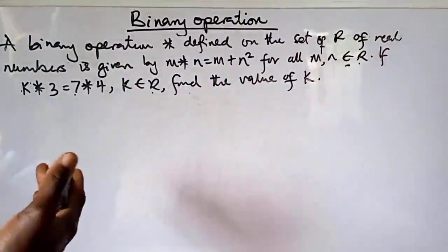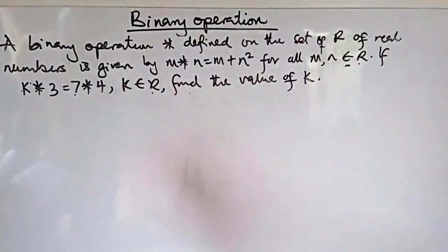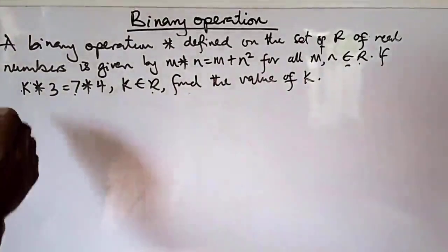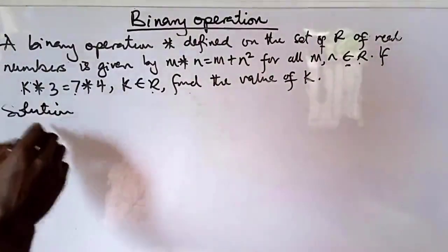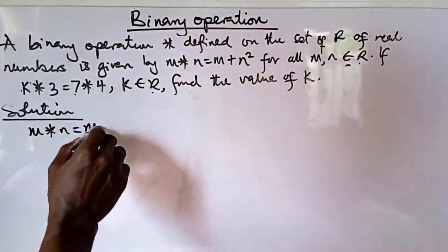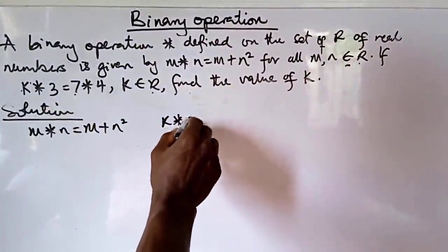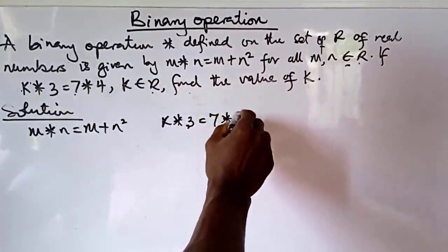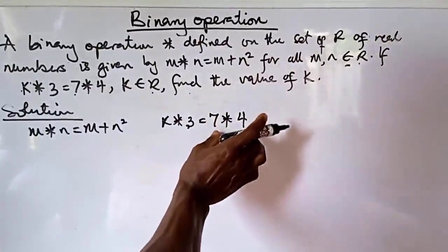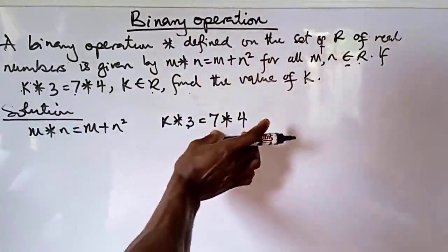Now, this example is a little bit different from the two previous examples I've done. This is even far more simple. Now, solution. Here we have that the operation is given as m operation n, which is m plus n raised to power 2. And we are given that k operation 3 equals 7 operation 4. This means that when you operate this, whatever answer it gives you must be equal to this. In that aspect, we can relate this to this and also relate this to this.